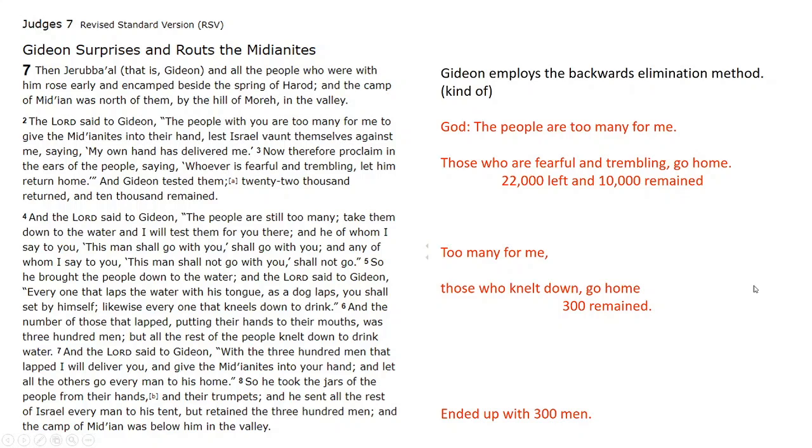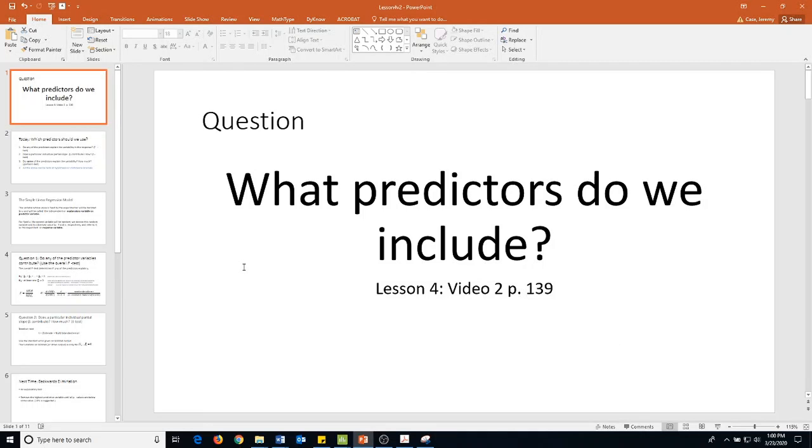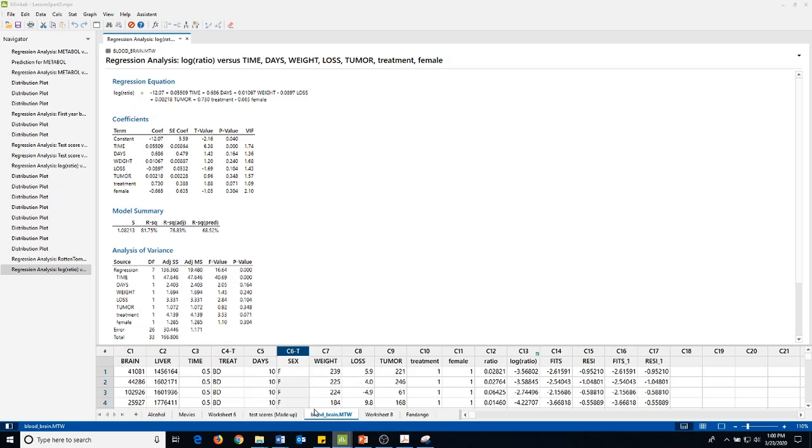So it's kind of the same procedure for us here. Let's go ahead to Minitab, and let's again take a look at our log ratio part. You can follow along with this on page 143.